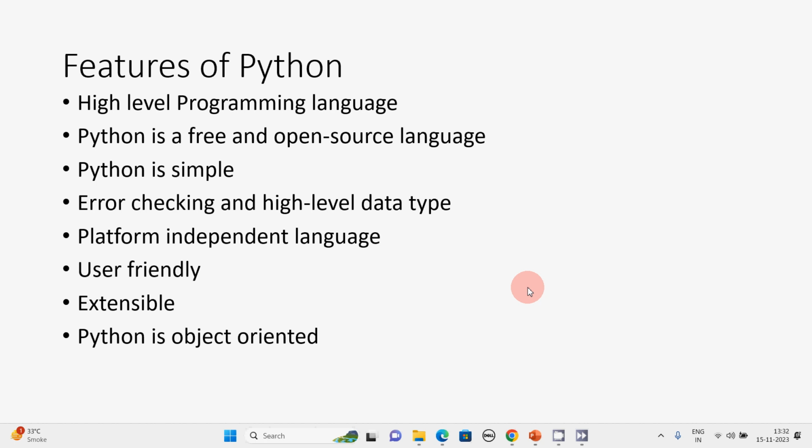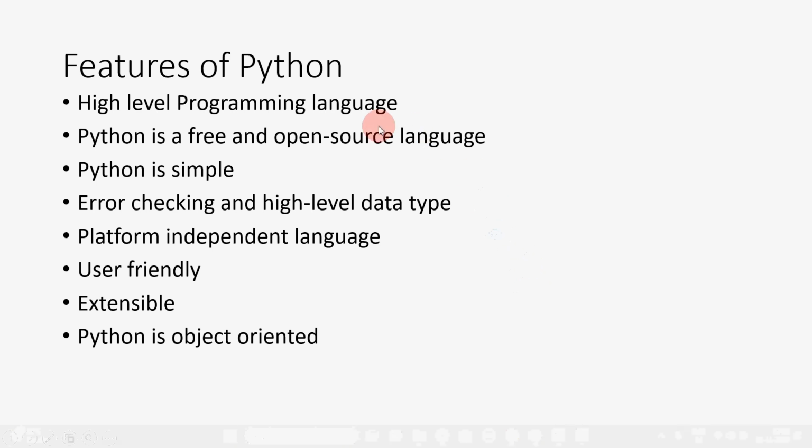The first feature is high level programming language. High level programming language means it's very close to the human language. It is like a normal English language. If you see the Python syntax, it is like a normal English language.